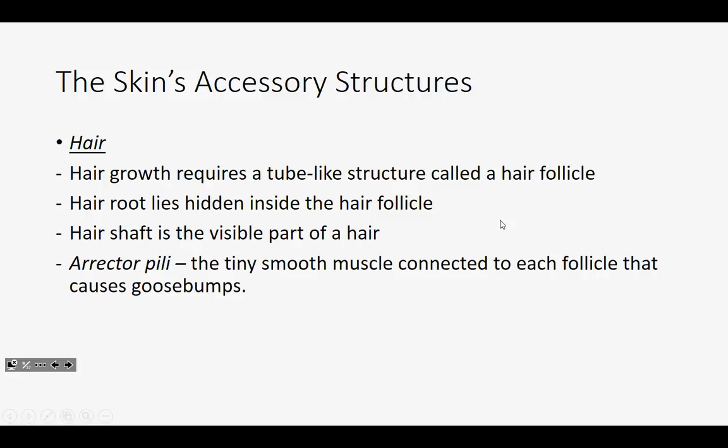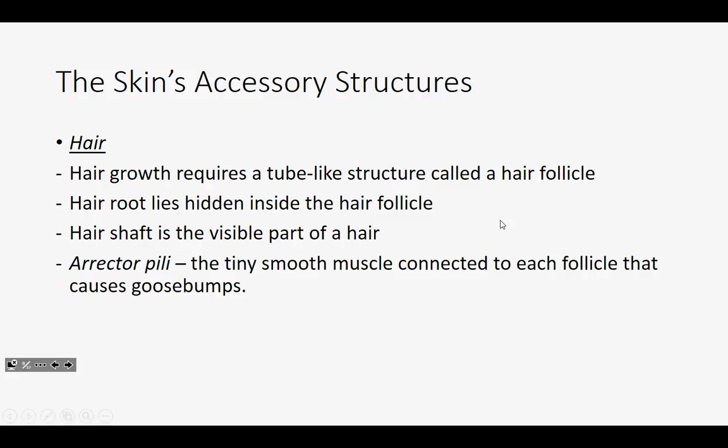So hair is one of those accessory structures. The hair follicle, which I already mentioned, is in the dermis, and that's where the hair starts to grow. It's kind of just like a tube-like structure in the dermis, and the hair root is inside that hair follicle. So if you pull out your hair, sometimes you can even see bits of the skin and the hair follicle on the end of the hair. And then the shaft is the visible part. All the parts that you can see and touch outside of your skin, that's the hair shaft.